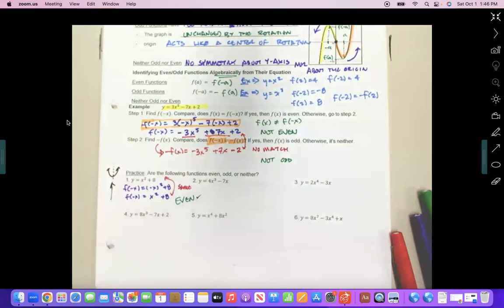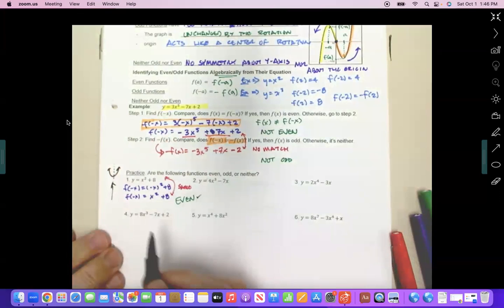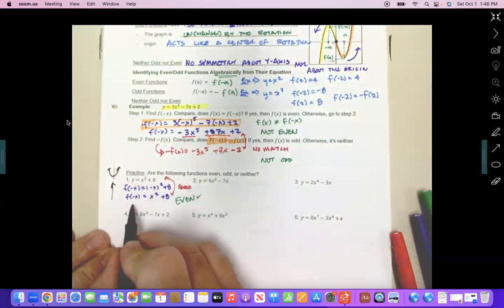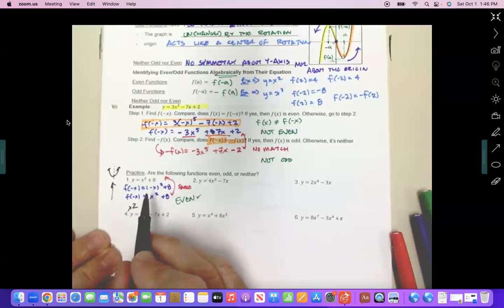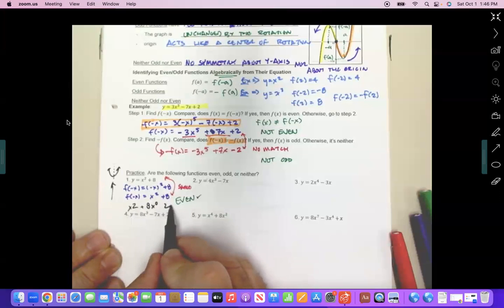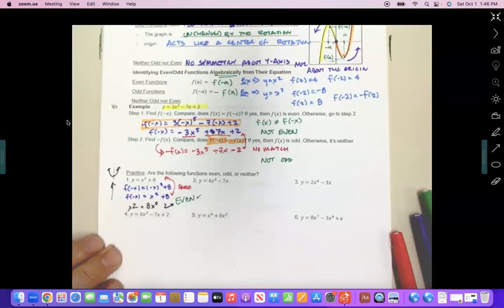And then also we can note now that even functions have terms that are all of an even power. Of course, x squared is an even power since 2 is an even number. And you'll see that the 8 could also be written as 8 times x to the 0 power. 2 and 0 are both even numbers. Therefore, this is an even function.